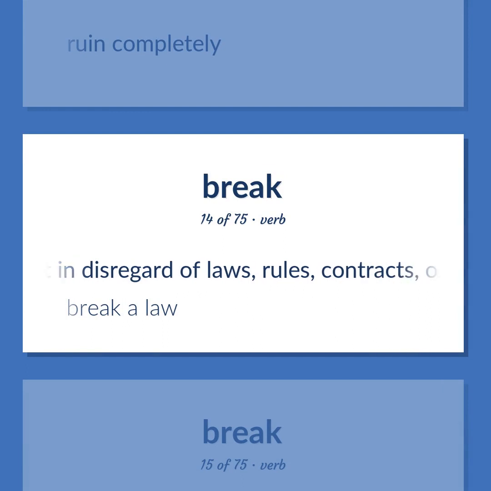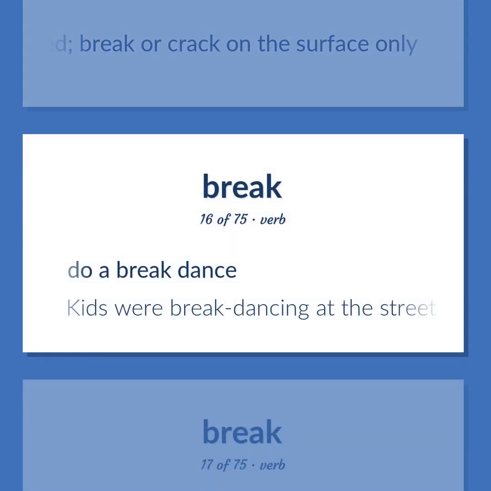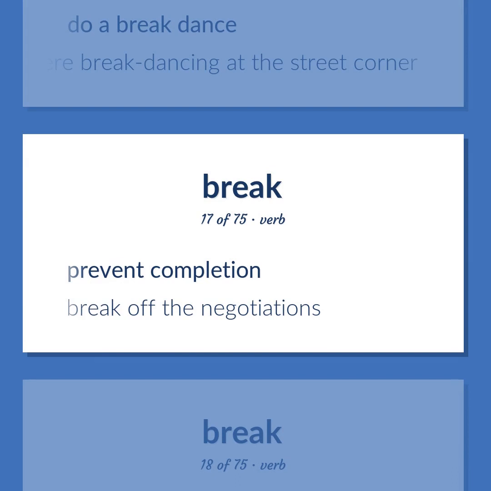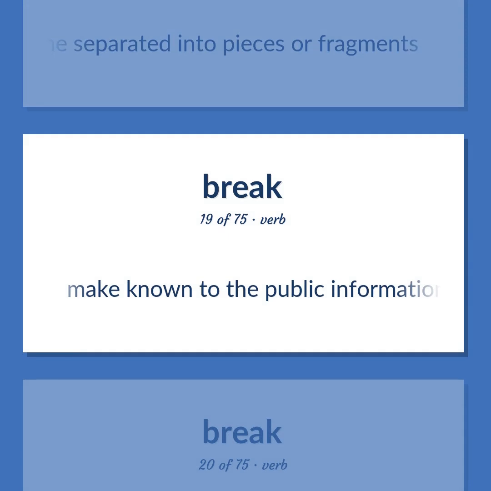Act in disregard of laws, rules, contracts, or promises. Break a law. Become fractured. Break or crack on the surface only. Do a break dance. Kids were break dancing at the street corner. Prevent completion. Break off the negotiations. Become separated into pieces or fragments. Make known to the public information that was previously known only to a few people or that was meant to be kept a secret.